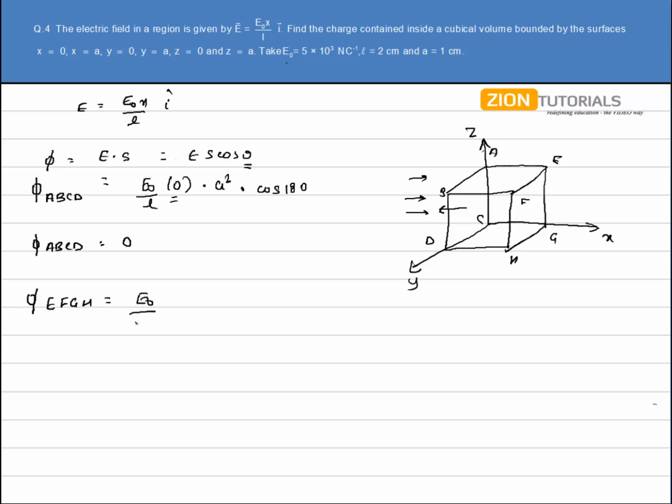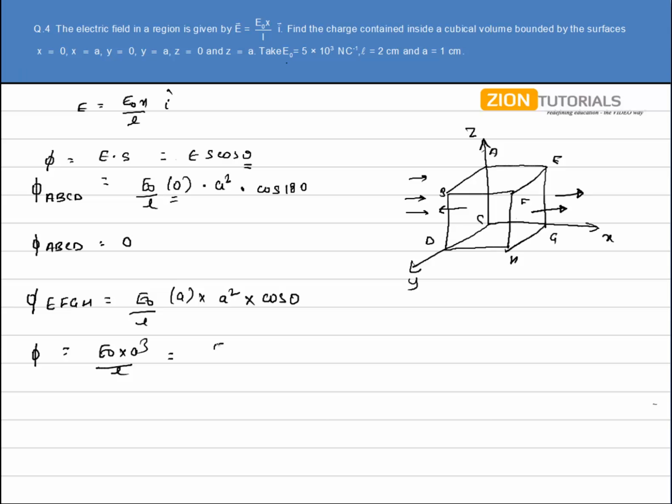Moving forward, I can calculate the flux passing through the surface EFGH, that will be given by E naught by L into a, that is the electric field, and area a square into cos of 0, because the area vector of the surface EFGH is in this direction, and the electric field is also in this direction. So the flux comes out to be E naught a cube by L.